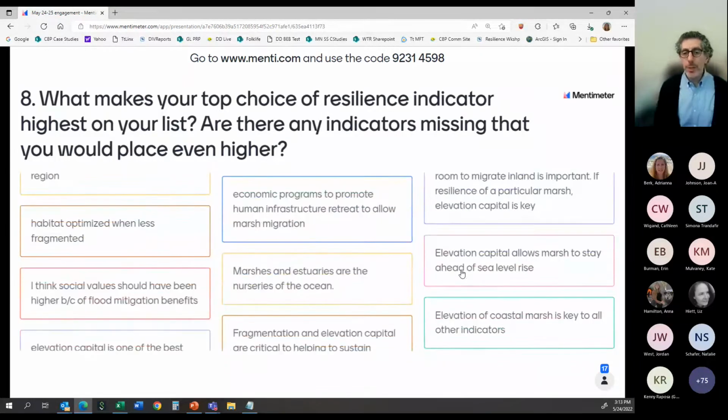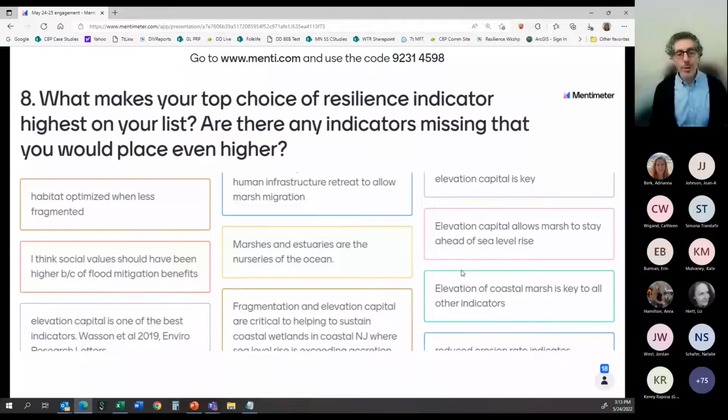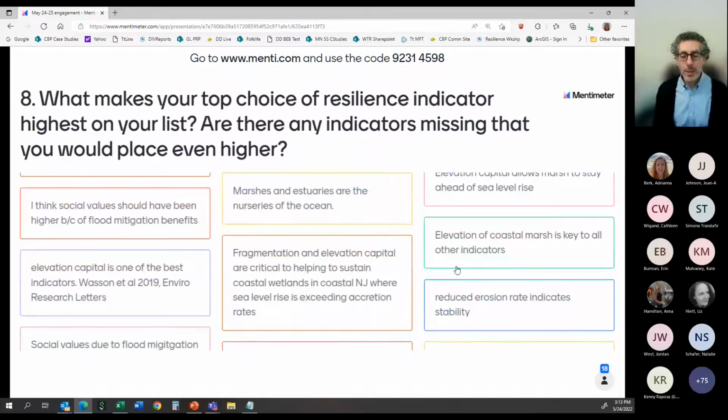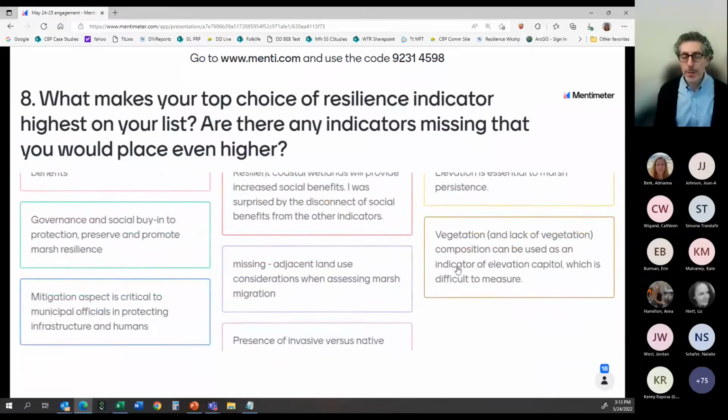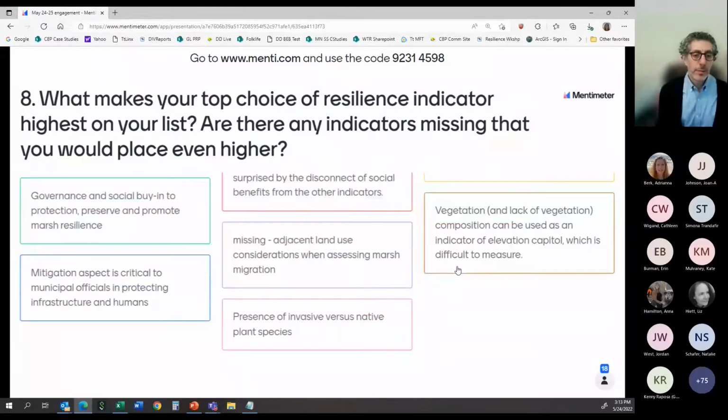Meanwhile, people can be putting any additional comments or elaborate on what you put in the Menti. You can elaborate in the chat if you'd like. And we have one additional at the bottom there. Yeah, the presence of invasive versus native plant species.